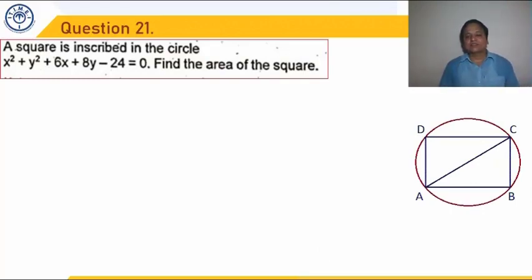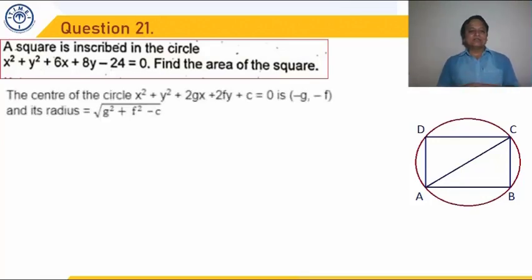Now the diagonal of a square is equal to the diameter of the circle. So if we can find the radius, from the radius we can find the diameter of the circle, and that diameter is equal to the diagonal of the square, and from the diagonal of a square we can find the area of the square.